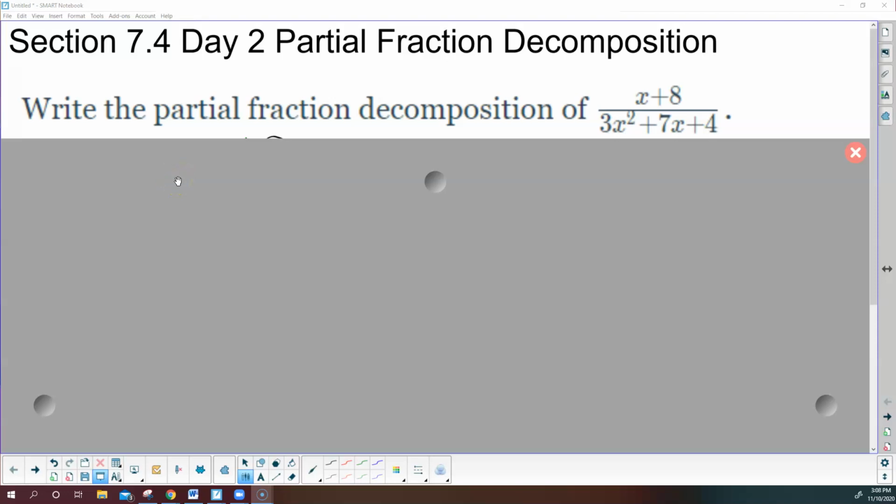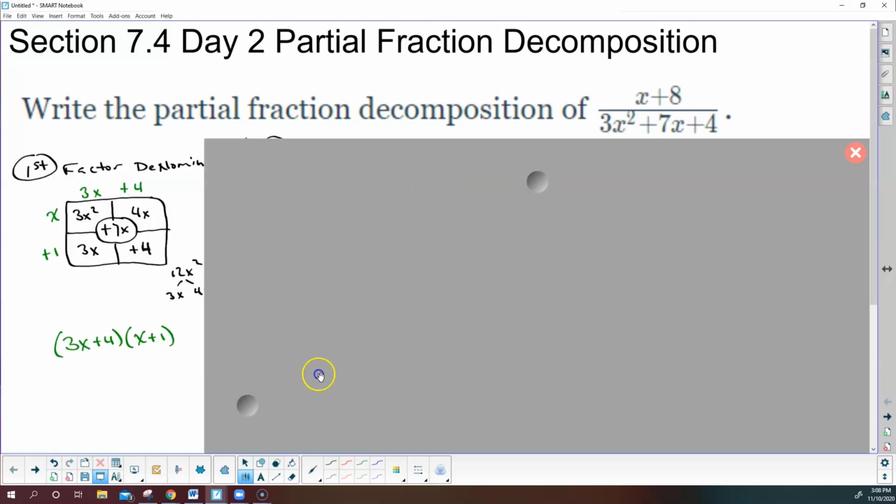Hello, students. We are going to do our second day with partial fraction decomposition. The goal today is to write the partial fraction decomposition of the given rational function. So our goal is to break this up into two fractions that are added together, and both of them will have some form of polynomial in them.